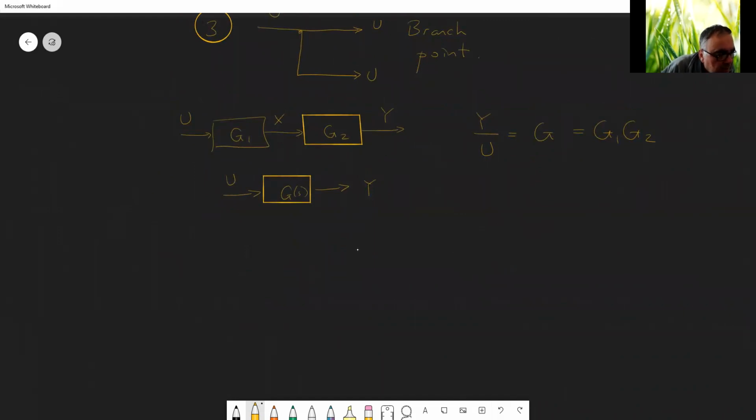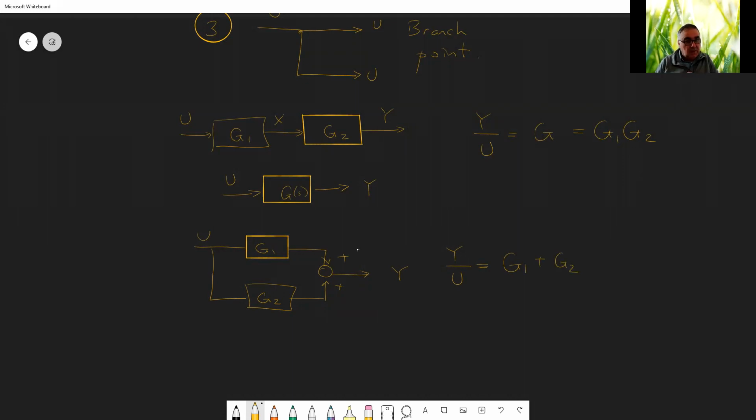Then you have transfer functions in which the signals are added like this. Y, let's say this is U. These are added in a summing junction. Here, Y over U would be, as I have said before, G1 plus G2, okay, as we have done before. So by the way, you should also show the direction of the signals by the arrows.